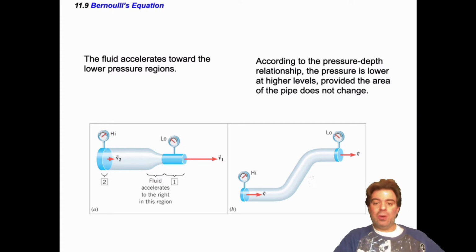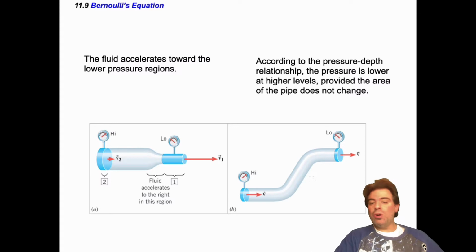Today we're going to continue our discussion on fluid dynamics and more specifically Bernoulli's equation. In a previous video we saw how a fluid always accelerates towards lower pressure regions. So in other words, it always goes from high pressure to low pressure.